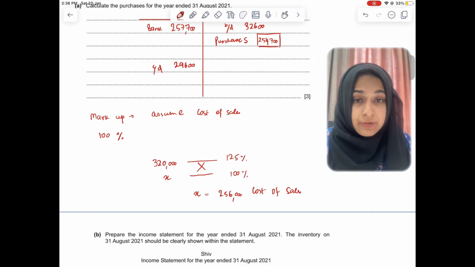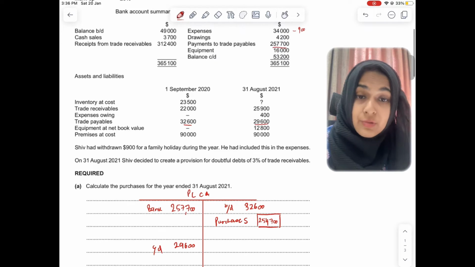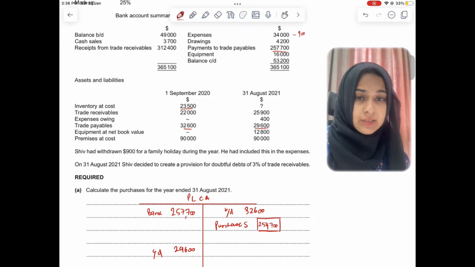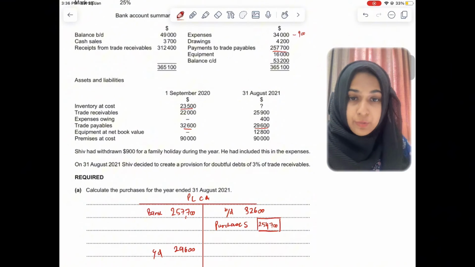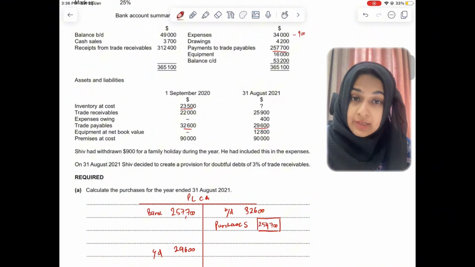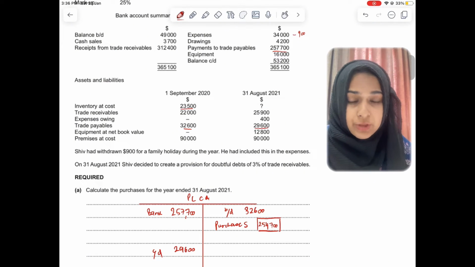So now once you found out the cost of sales, it's very easy to find out the closing inventory because you have all the values. You have opening inventory. So basically the cost of sales formula is: opening inventory, add purchases, add carriage inwards, subtract purchases returns, subtract drawings of goods, less closing inventory is equal to cost of sales. But in this question, we don't have carriage inwards, we don't have purchases returns, so we don't need to worry about it.